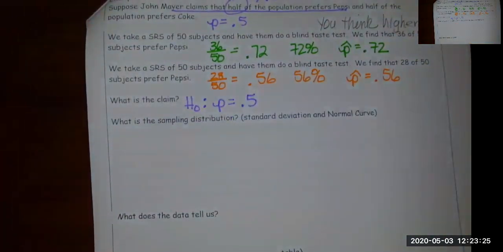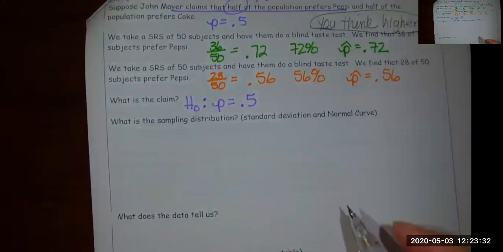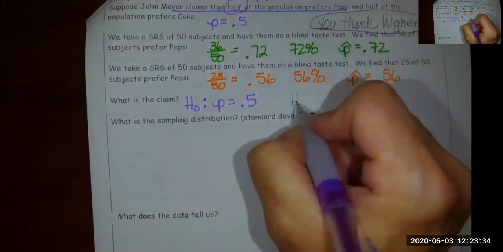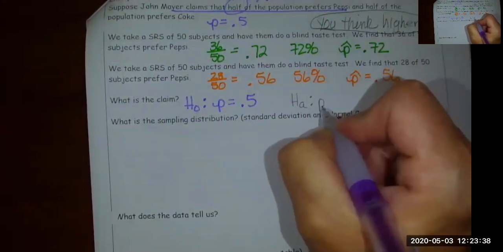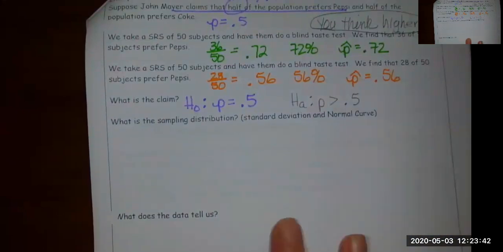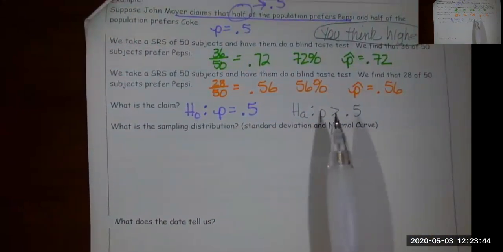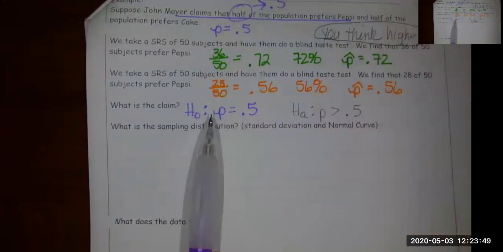And you think it's higher. So you are the alternative hypothesis, and you say P is greater than 0.5. Okay, does that make sense? This is what you think, or your argument, your alternative hypothesis. This is what he claims. You are trying to prove that you're right.